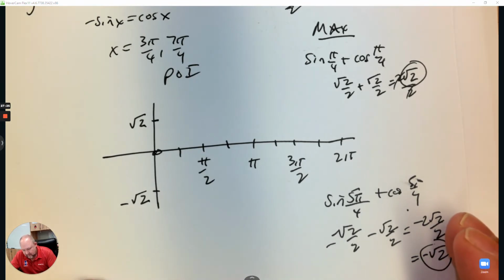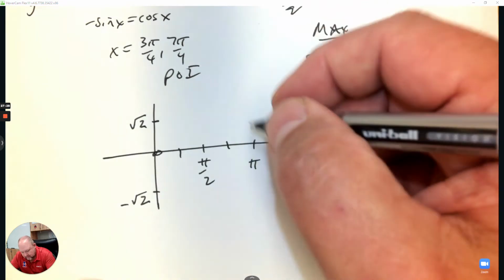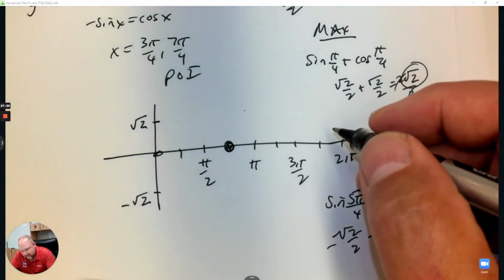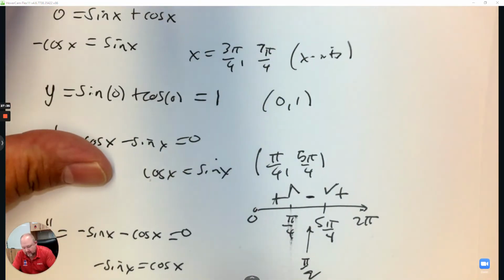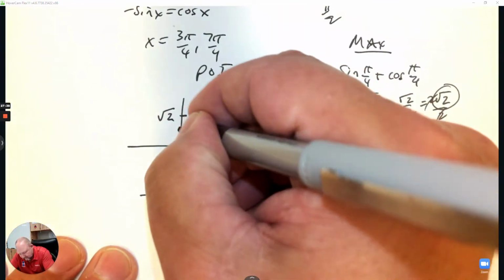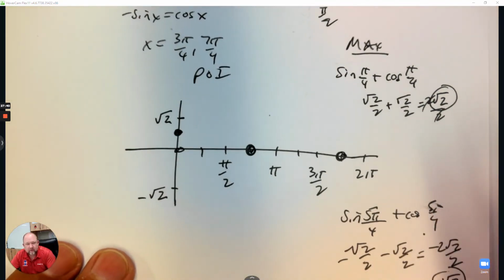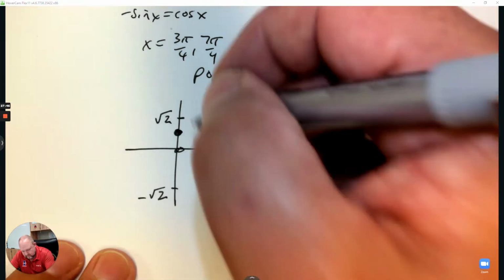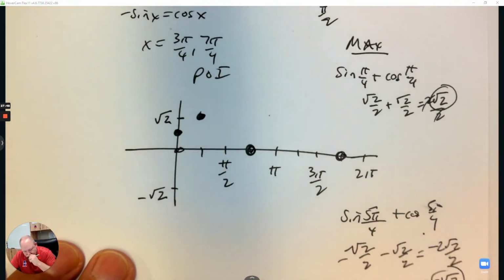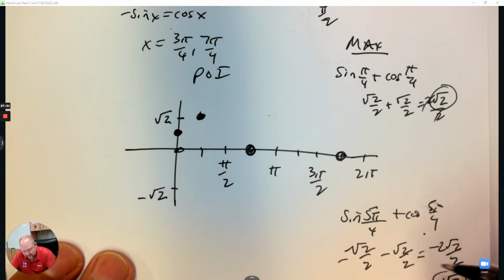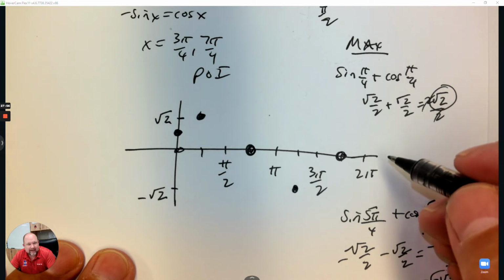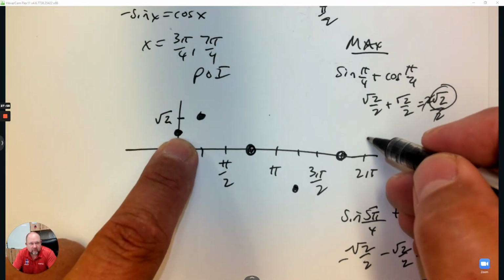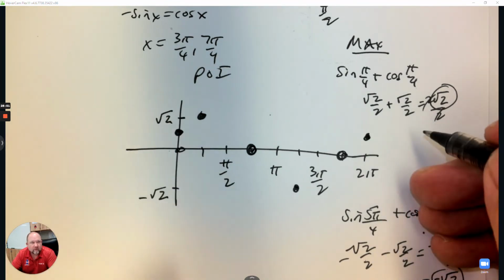And so the intercepts are at 3 pi over 4 and at 7 pi over 4. So the intercepts are there. The y-intercept is at 0, 1. So that's here somewhere, smaller than root 2. The max is at pi over 4, right there. The minimum is at 5 pi over 4. 2 pi is going to give me the same answer as 0, so it's right there. Same angle in terms of the value.